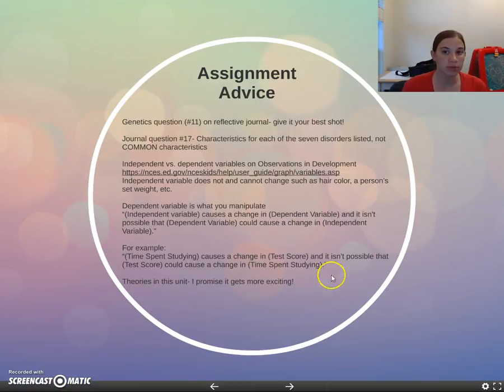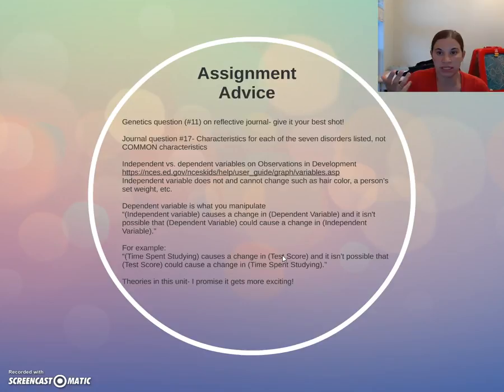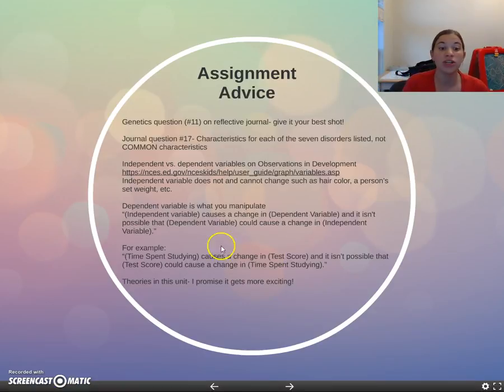It isn't possible that the test score causes a change in the time that you spent studying. So in this example, the test score is the dependent variable. You cannot change the number that you receive on a test. That number is definitive based on your performance, your answers to the questions. You can manipulate, you can change, you can alter the time spent studying.